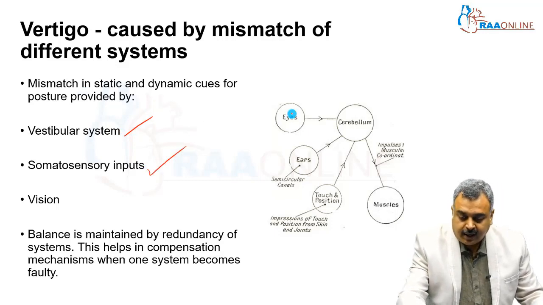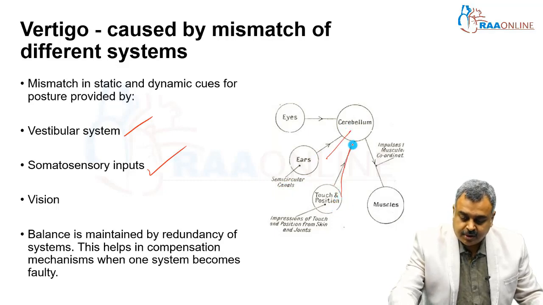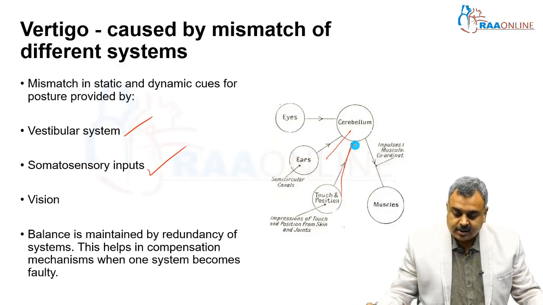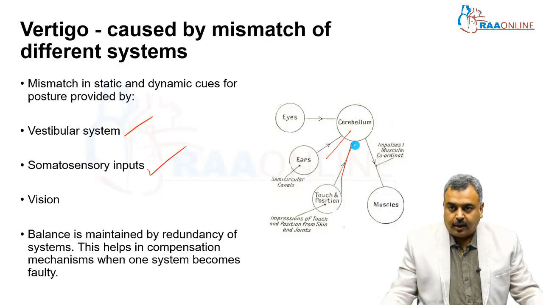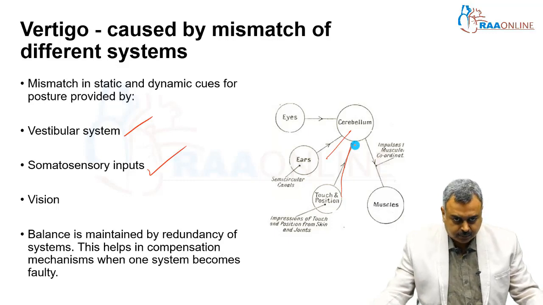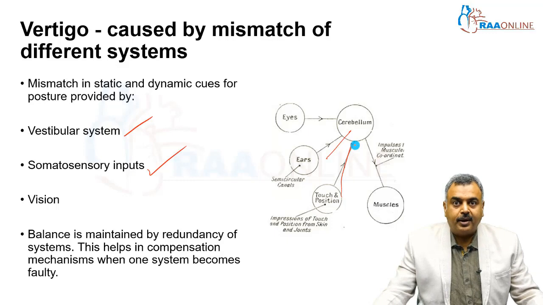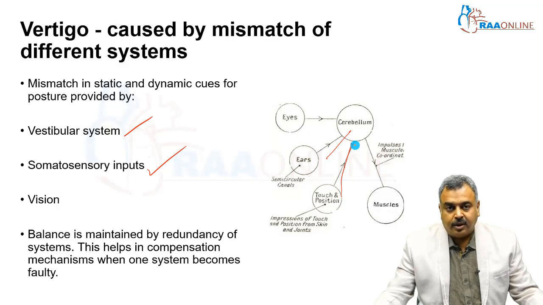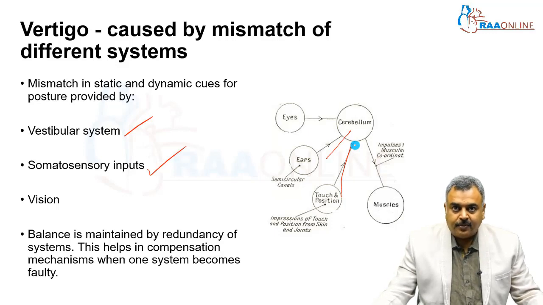So we have the eyes, which send signals to the cerebellum. From the ears, through the semicircular canals, you have inputs which come in, and through proprioception, you have the touch and position sensation from the limbs and the muscles, which are the efferent organs to help the body maintain its posture. Now we have to remember that balance is maintained by the redundancy of these systems, and we have a lot of compensatory mechanisms in place, where when one system becomes faulty, the other takes over and compensates for the faulty system. So the treatment of any vestibular dysfunction usually depends on this compensation mechanism.